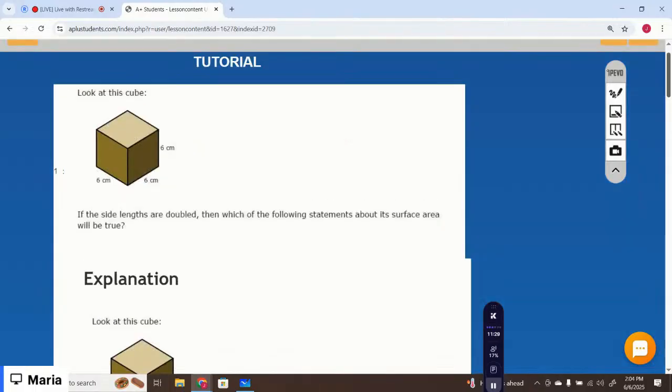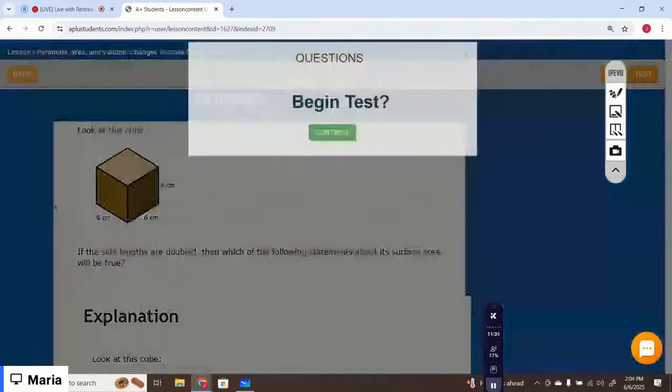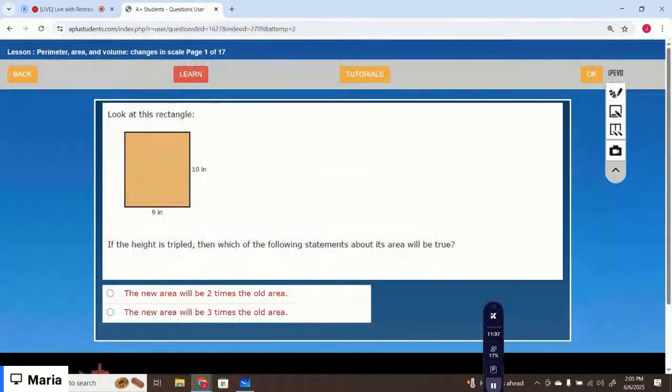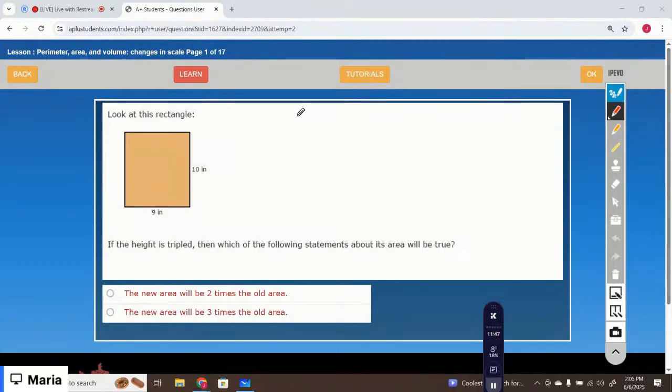Let's just start with the test questions. Look at the rectangle. If the height is tripled, then which of the following statements about its area will be true? So the area of the rectangle is length times width, or height times width, right?